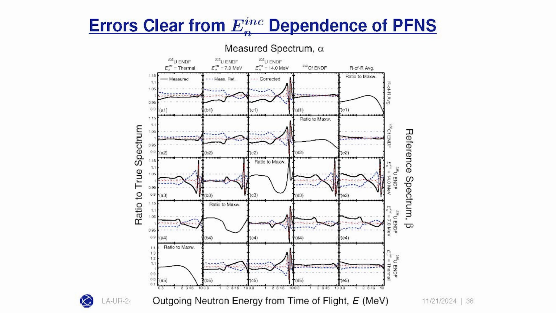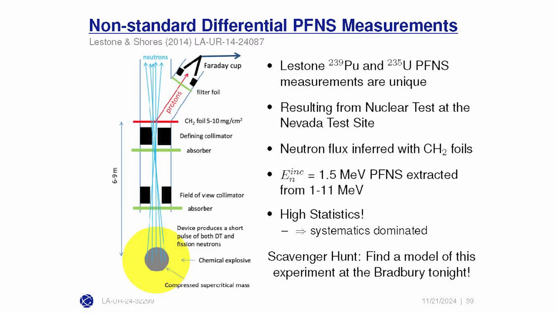This is a result from this paper, where we looked into how this response impacts uses of 1D references for PFNS distributions. So it's all to say this is complicated, and that's all just for standard PFNS measurements. There are lots of non-standard PFNS measurements that are much more exciting.